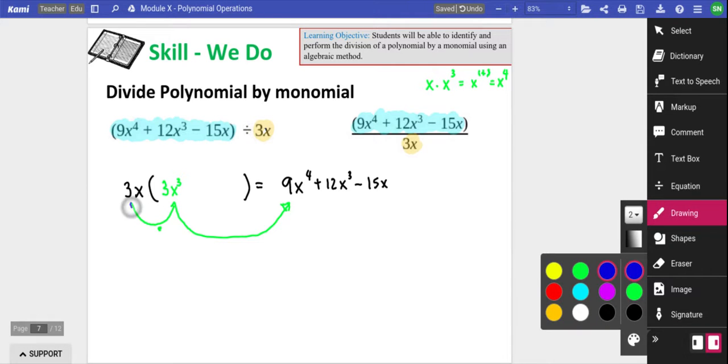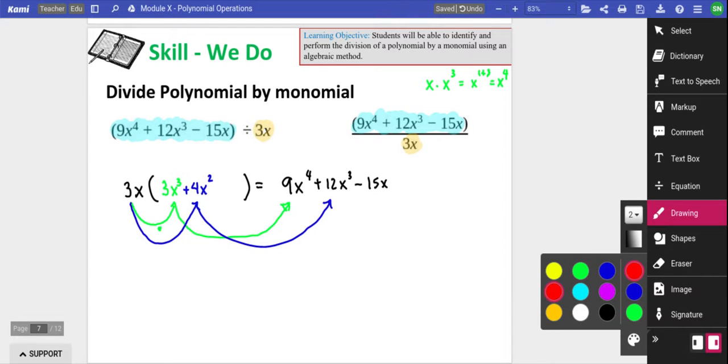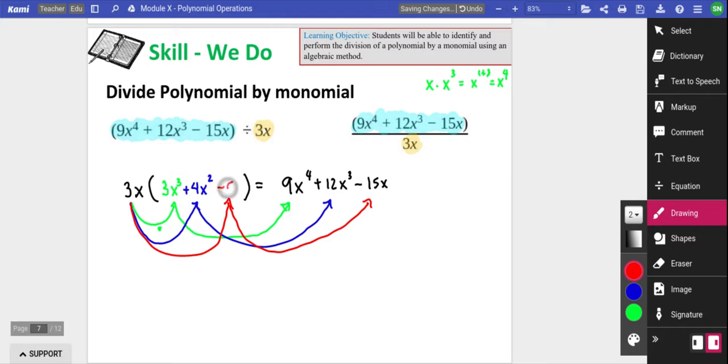Now, 3x times a number would be equal to 12x cubed. 3 times 4 is 12, and this is positive 4. X times x squared gives you x cubed. For the last one, we have 3x times a number is equal to negative 15x. 3 times negative 5 gives you negative 15. X times 1 would give you x.